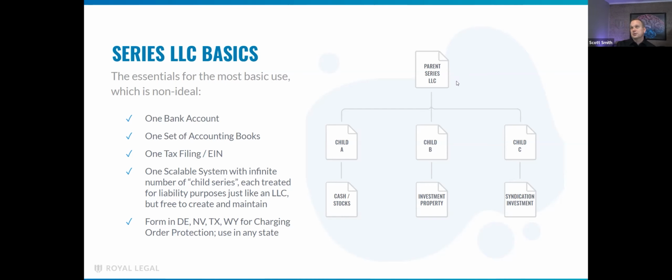We typically use Texas because there's some cost savings. Now, in this diagram, what you'll see here is that I've compartmentalized each of the child series to own more things besides just real estate. So child series A could own our cash and our stocks, right? Child series B could own our investment properties. Child series C might own a syndication investment. Child series D might own a loan that we made to somebody, right, as an asset.